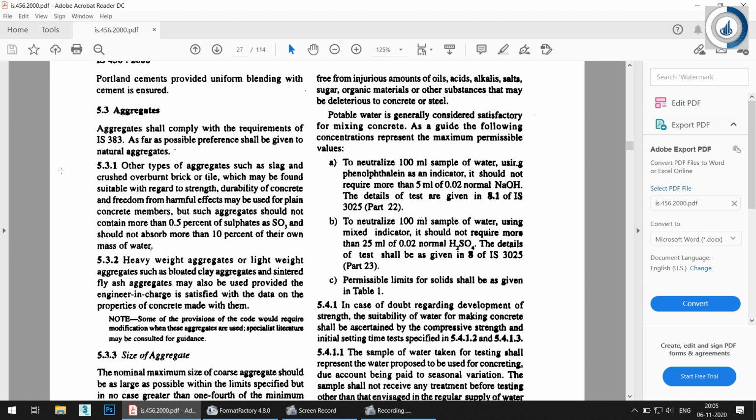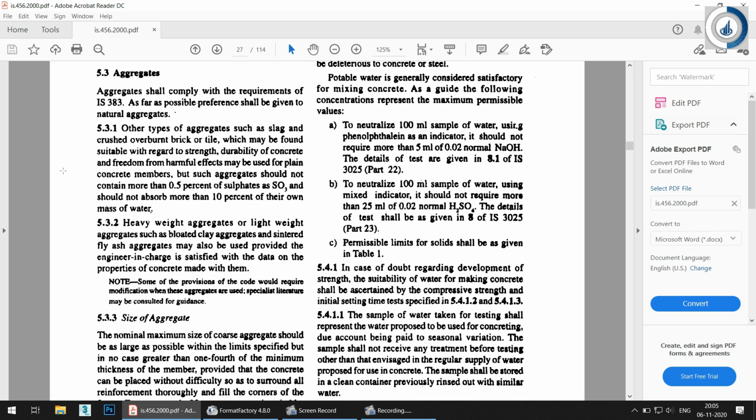They have given one note here: some of the provisions of the code would require modifications when these aggregates are used. Therefore you have to refer to the literature of that particular special concrete, and consult the engineer for guidance. So before using anything other than natural aggregates, you have to be careful, and you have to follow the procedure and the limitations of that particular aggregate.